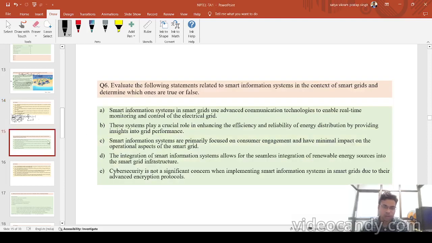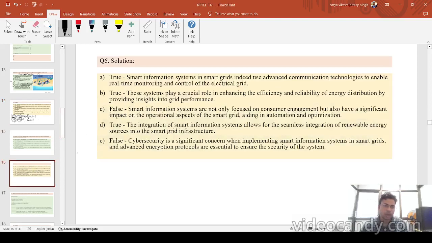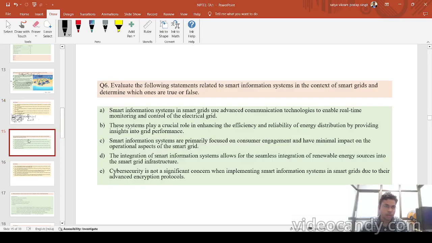This is the solution also, and I will share the slides with you all. Coming to the next question. The next question is in context of the smart information systems of the smart grid, and you have to find out which is true and which is false. There can be multiple truths and multiple falses. You have to determine which is true and which is false.